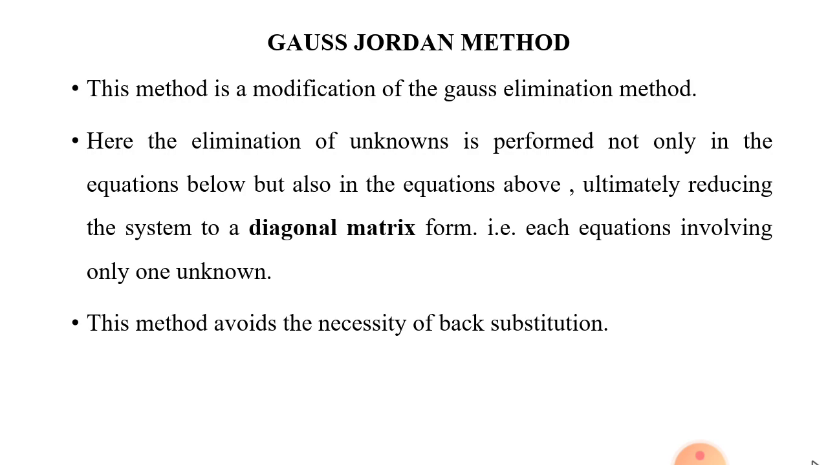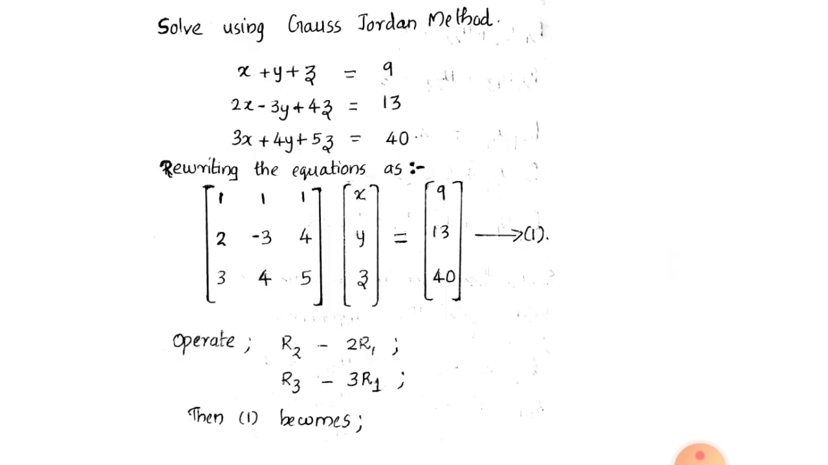Here what we are doing is that we are transforming the system into a diagonal matrix form. Okay, so this system avoids the necessity of back substitution. Now we can solve a problem using Gauss-Jordan method. So this is the system of equations given. This has to be solved.